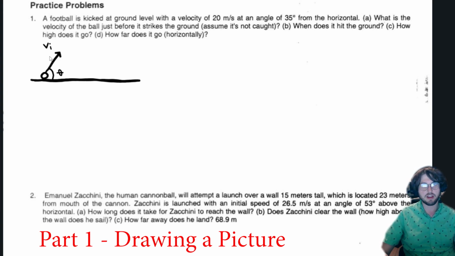And after it's kicked, obviously it's going to undergo a parabolic trajectory before it eventually hits the ground later on down here. And really that's all we can do with that situation.